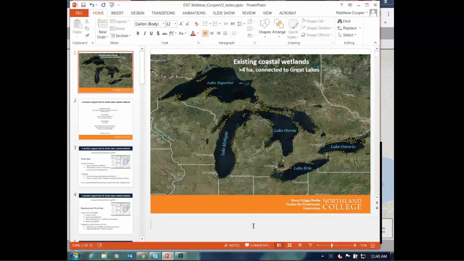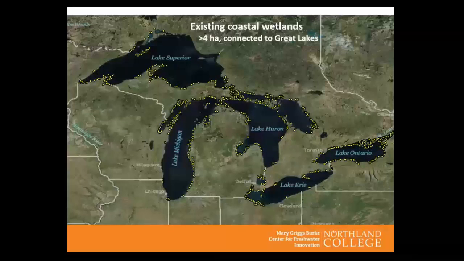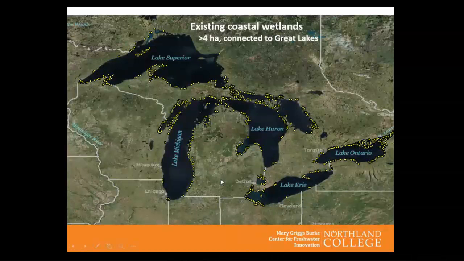All right. Well, thanks, Dave, and thanks everyone for spending some time with us today to talk about these new tools. So I'll start with this map that I have up currently. This is all the major coastal wetlands on the Great Lakes. These happen to be wetlands that are connected to the lakes by surface water and greater than 4 hectares, and so these are wetlands that are part of our basin-wide monitoring program. But I put this up there just to give everyone a sense of how many wetlands we're talking about.